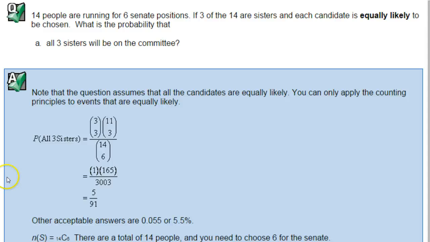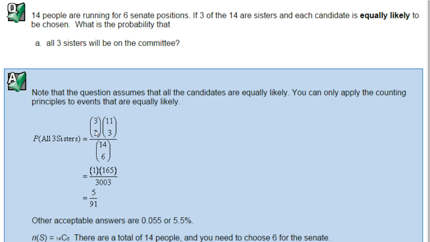So, we can apply counting principles in this case, since our events are equally likely. And the other thing that we have to think about is we're thinking of all 3 sisters being on this committee together. That's an AND proposition, which means we're multiplying rather than an OR proposition where we would be adding. So in this case, the probability that all 3 sisters appear on the committee is 3 choose 3, because we want all 3 sisters and we're choosing all 3 sisters.